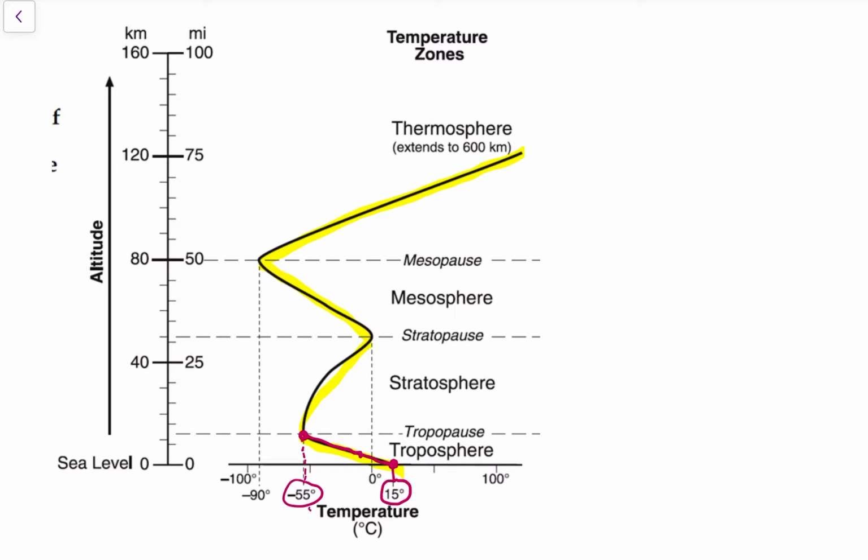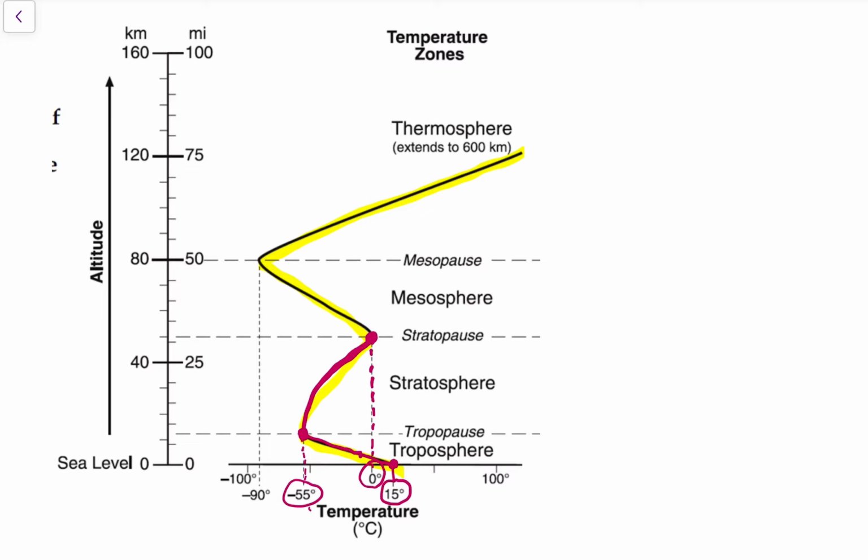If I keep following this line into the stratosphere, the second layer of the atmosphere, I can see what the temperature is at different points in the stratosphere. So at the bottom of the stratosphere, which is also the tropopause, the temperature is negative 55. As I move up in the stratosphere, I can see that the temperature is actually going back up now. At the top of the stratosphere, or at the stratopause, where this black line meets the stratopause, I can see that the temperature is 0 degrees Celsius.